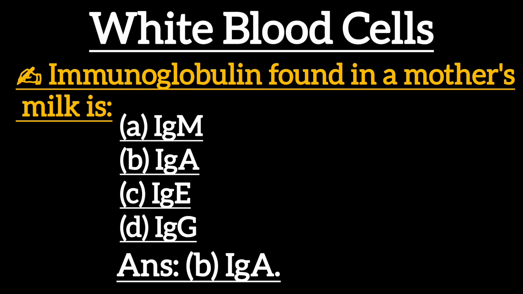Next one is the immunoglobulin found in mother's milk is option A immunoglobulin M, option B immunoglobulin A, option C immunoglobulin E, option D immunoglobulin G. Correct answer is option B immunoglobulin A.